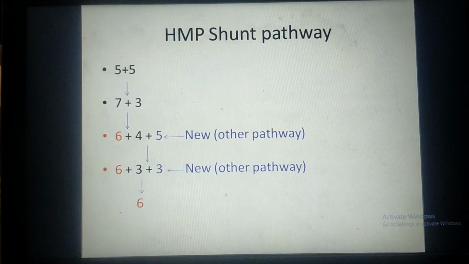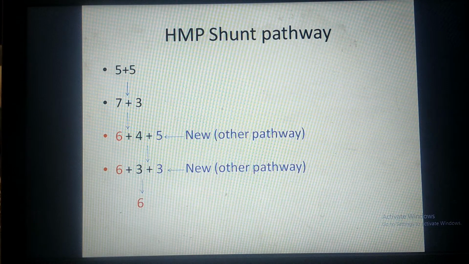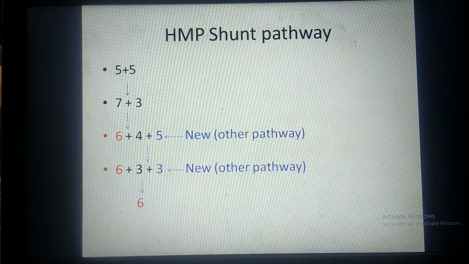This is the trick of the non-oxidative phase. 5 plus 5 sugar, that means 5 carbon plus 5 carbon sugar combine, that is xylulose 5-phosphate and ribose 5-phosphate combine to form 7 plus 3 sugars, that means sedoheptulose 7-phosphate and glyceraldehyde 3-phosphate. Now this 7 plus 3 sugar condenses to form 6 plus 4 sugar, that is fructose 6-phosphate and erythrose 4-phosphate.